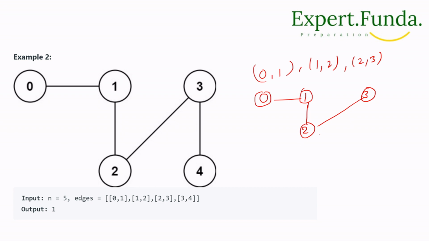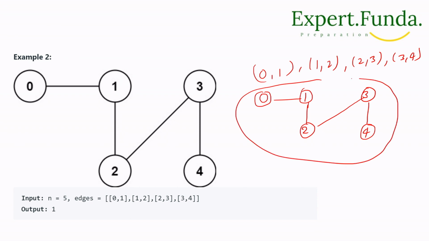Now we have 3 and 4, so we take 4 here and connect it with this. That's the graph we have. So how many connected components do we have? This is the only one component we have, and that's why it returns 1. So I think you have understood this question.